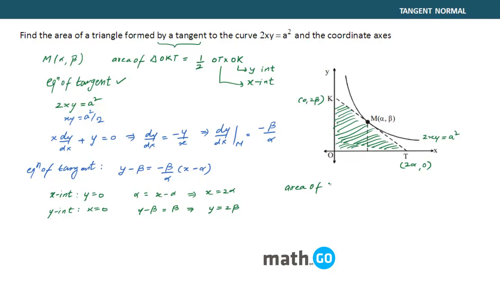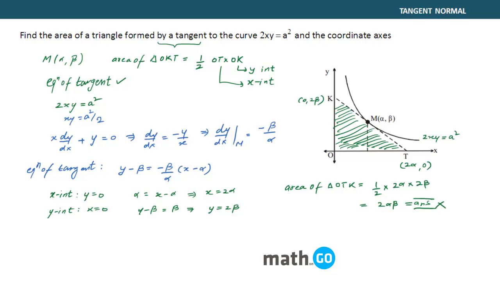So the area of triangle OTK is nothing but half into 2 alpha into 2 beta. So the answer will come out to be 2 alpha beta. But this is not the answer. Why? If you say, sir, this is my answer, then this is the wrong answer. Why? Because alpha beta were not given in the question. You have assumed alpha and beta, so you need to remove alpha beta from the answer, otherwise it will not match.